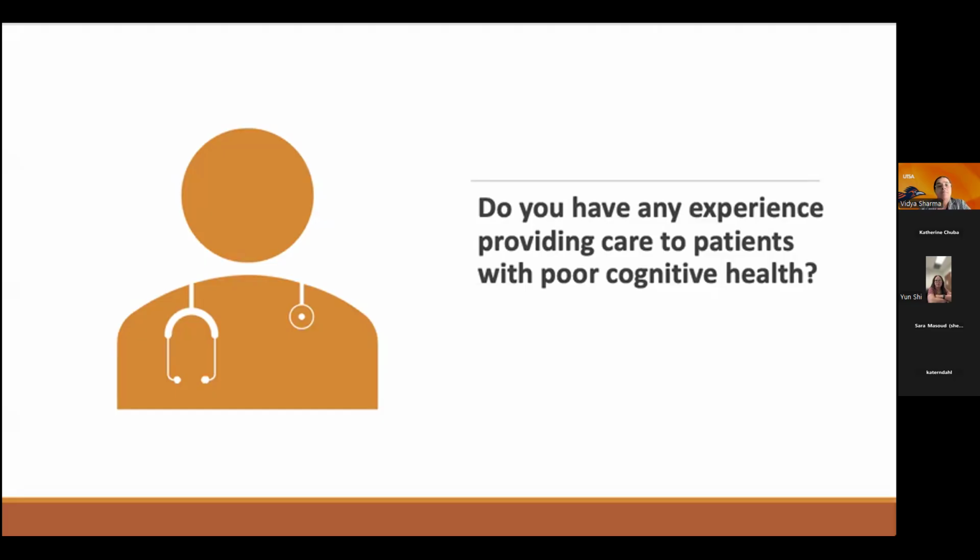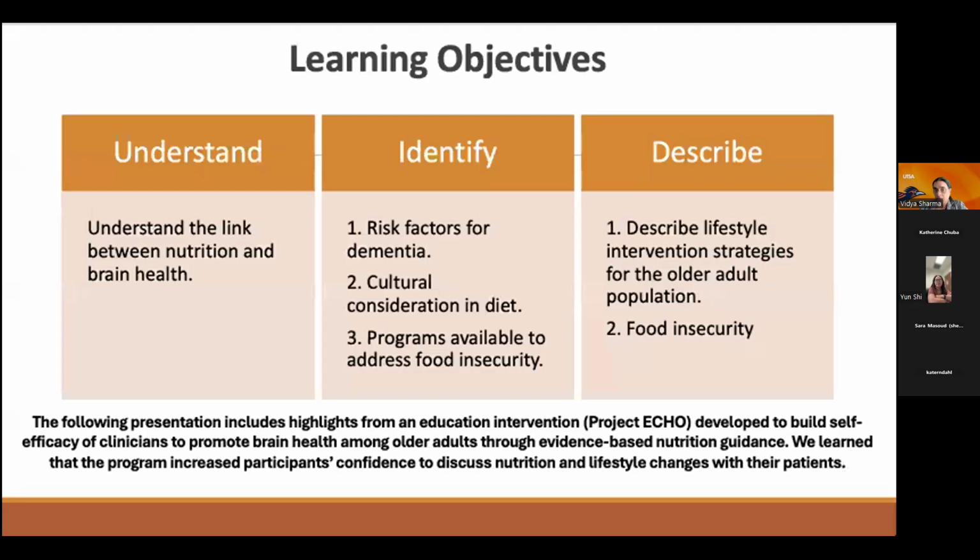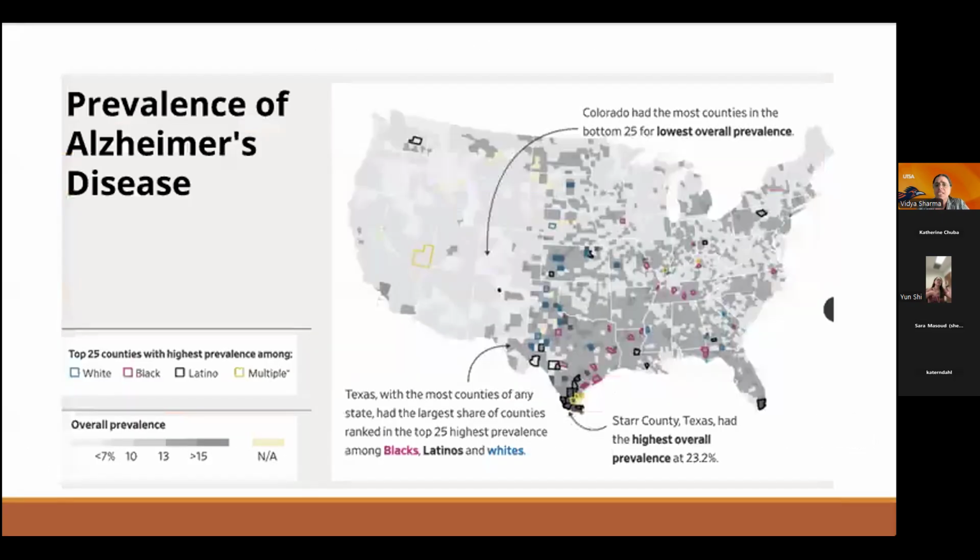Okay, awesome. I'm just going to briefly talk about the learning objectives. Here, not delving too much into the link between nutrition and brain health, but giving a brief overview talking about the risk factors for dementia, focusing on some cultural considerations in terms of diet and programs available to address food insecurity. Then we'll focus a little more on different lifestyle intervention strategies for the older adult population.